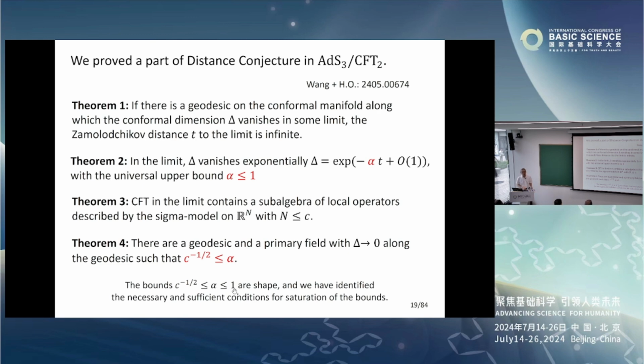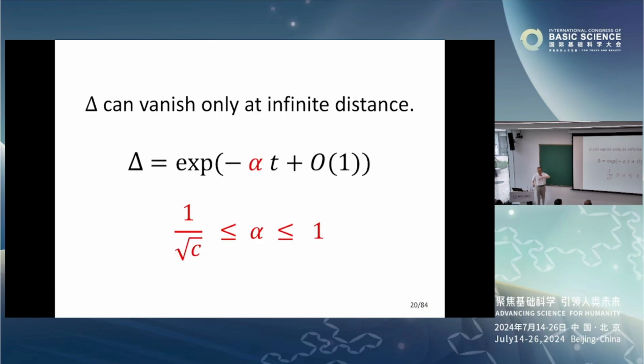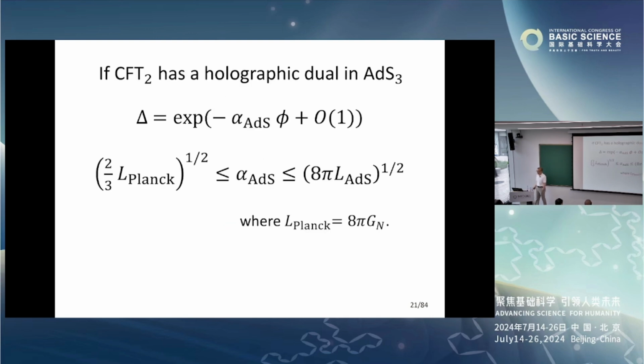And in fact, moreover, these bounds are sharp: we have been able to identify the necessary and sufficient condition for saturation and have examples that saturate both the upper and lower bound. So this was a mouthful. Basically, in this simple slide, the claim we made, which we derived from first principles in CFT, is that conformal dimension vanishes only at infinite distance, and when it happens, it's exponential, and the coefficient is bounded in this window.